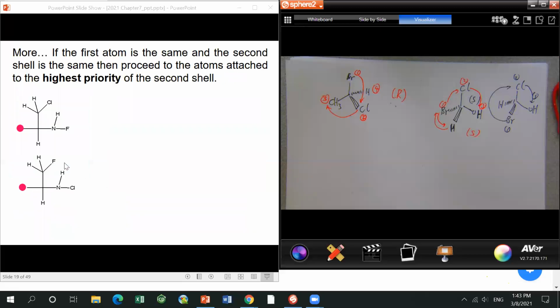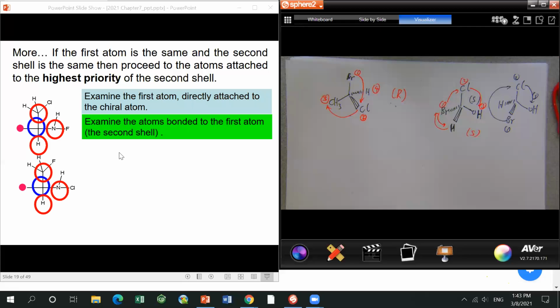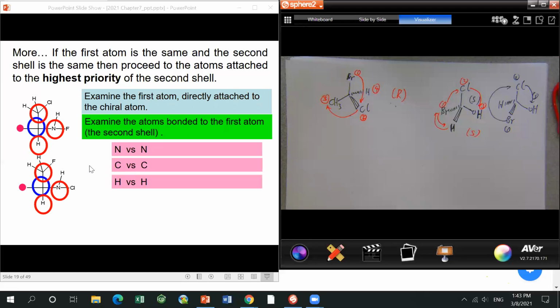Now there is one extreme situation, where the second layer is also the same. How do you proceed? The example is shown here. We try to compare the priority of these two second groups. The first layer is carbon for both, and in the second layer the top is carbon, nitrogen, hydrogen, and the bottom one is also carbon, nitrogen, hydrogen, also the same.